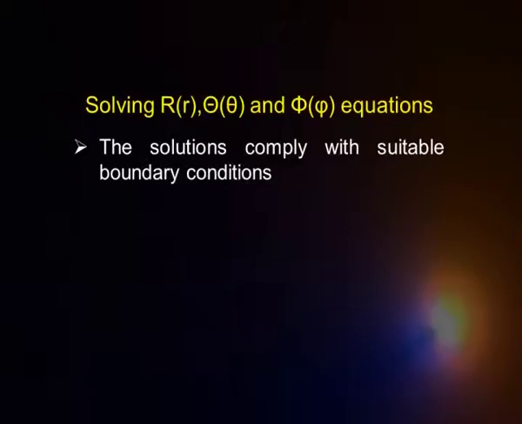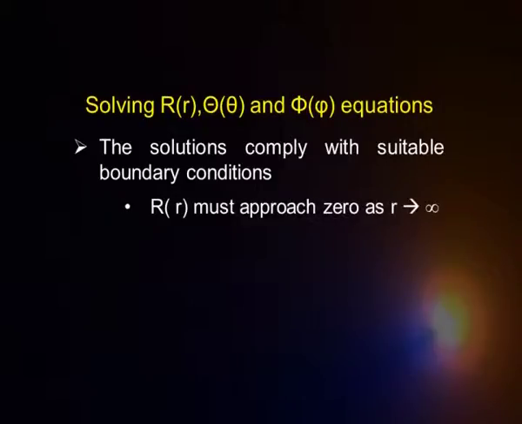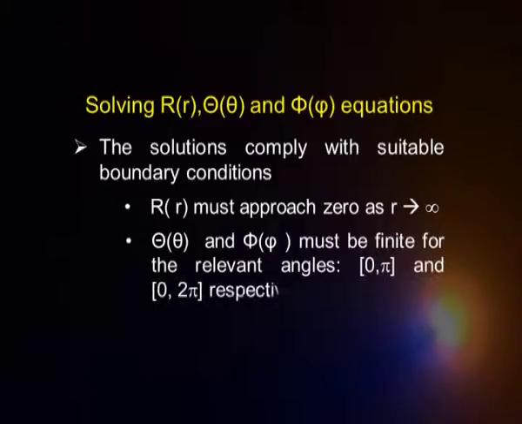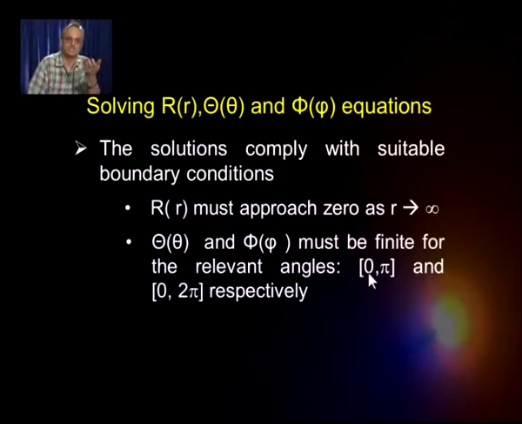So here again, what we do is, we ensure for our r equation that the wave functions we get must approach 0 as r tends to infinity. Similarly, for theta and phi, we had to ensure that the values of these wave functions are finite for the relevant angular ranges. For theta, the angular range is 0 to pi, and for phi, 0 to 2 pi. So for these ranges, we must ensure in the process of solving these equations that the boundary conditions are met.